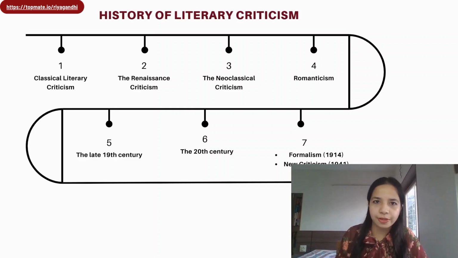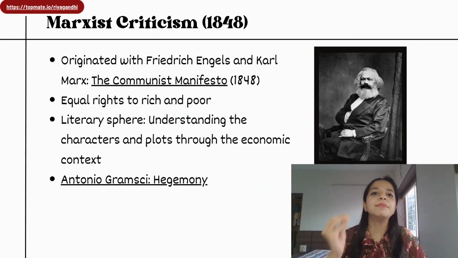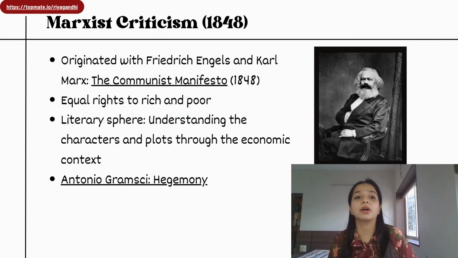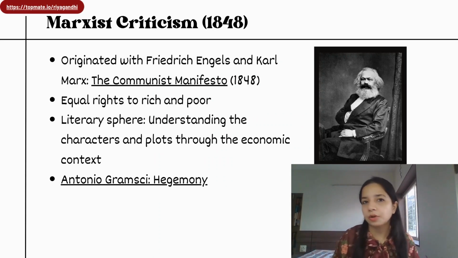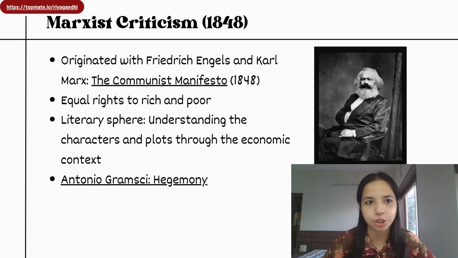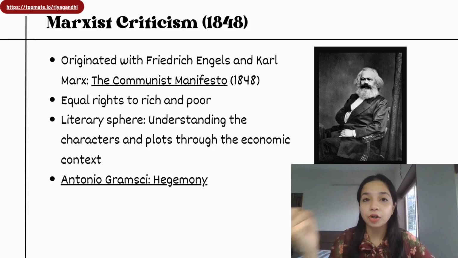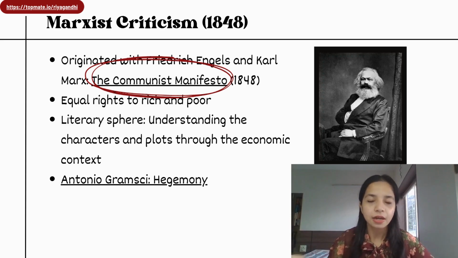Now that we are done with this, let's move on and focus upon the first major literary theory, and that is Marxist criticism. Now, it emerged somewhere between the middle of the 19th century towards the later part of the 19th century, when Friedrich Engels and Karl Marx published the Communist Manifesto in 1848.